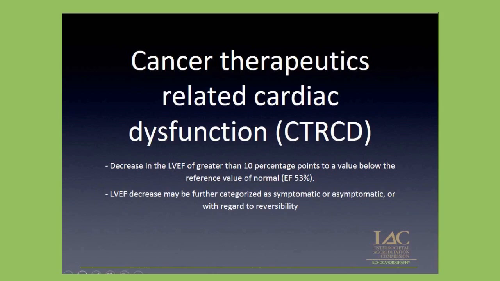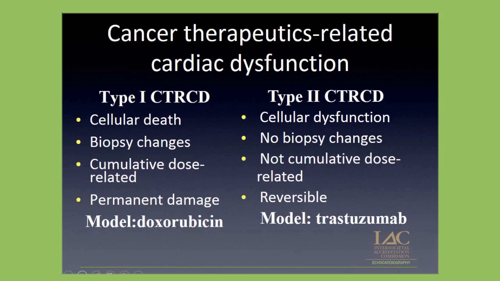We define it as a reduction of 10 absolute points of left ventricular ejection fraction to a value that is below the reference value of normal, which, as you know, from the second version of the chamber quantification guideline from Dr. Lang, is 53%. Then you can further subdivide the CTRCD into type 1 or type 2, and I'm going to explain in a second what the definition entails, and you can also define it in terms of the presence or absence of symptoms and with regards to reversibility.